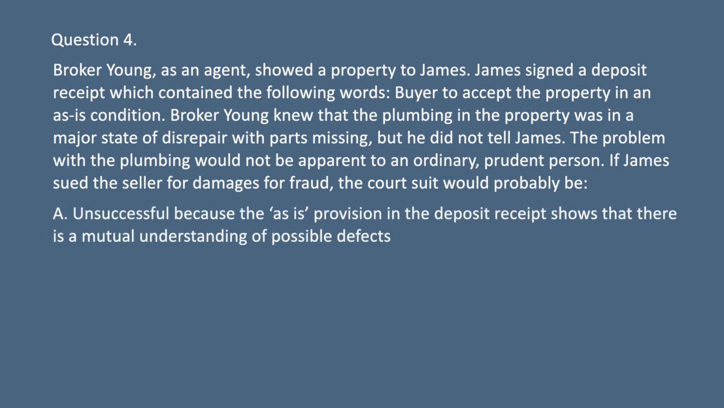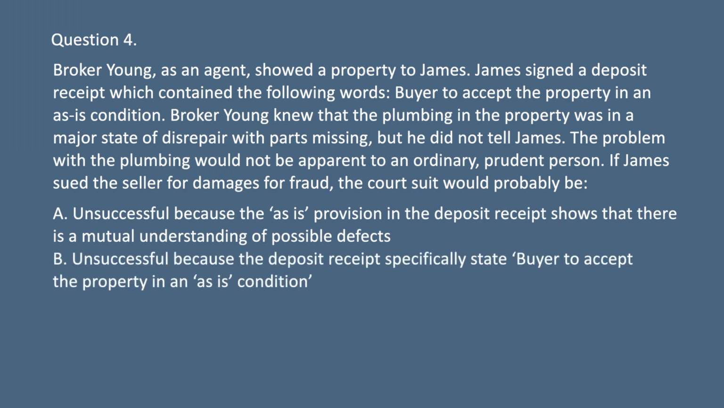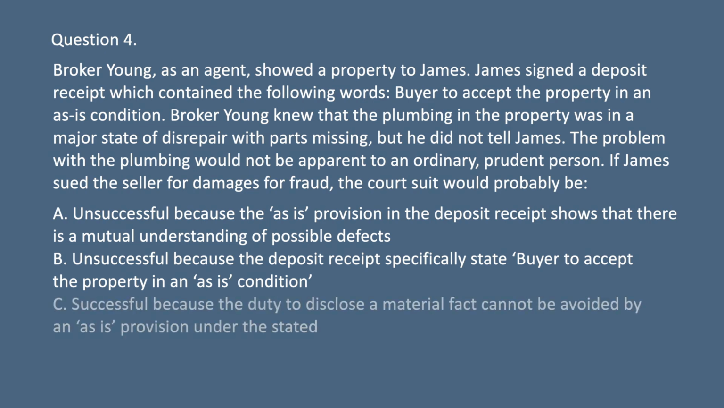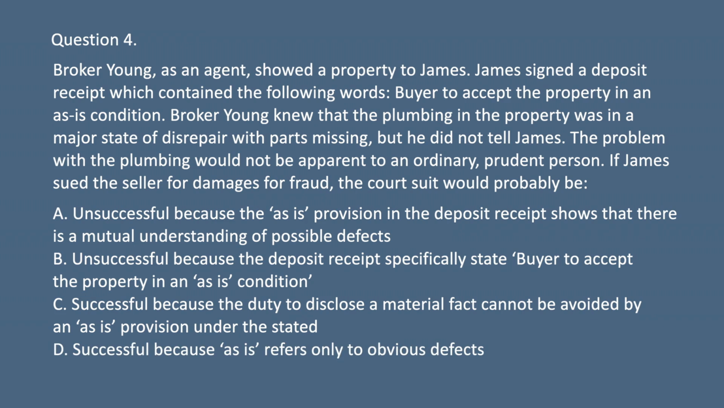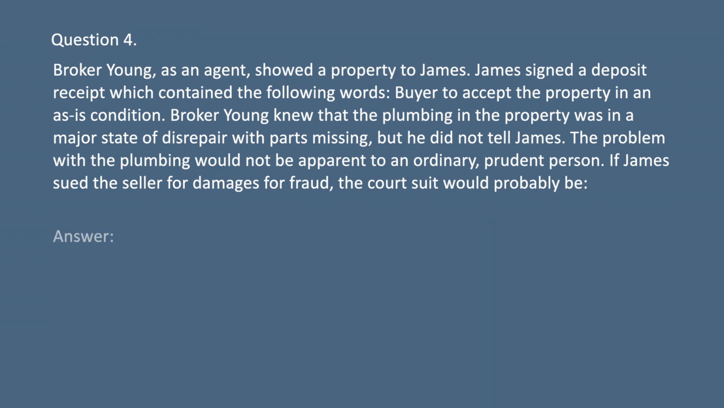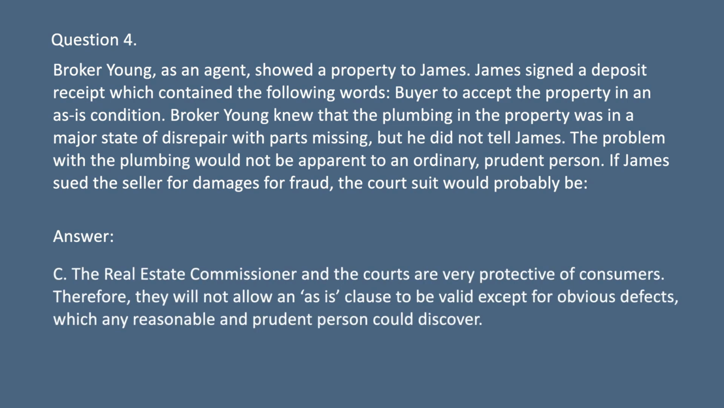A. Unsuccessful because the as-is provision in the deposit receipt shows that there is a mutual understanding of possible defects. B. Unsuccessful because the deposit receipt specifically states buyer to accept the property in an as-is condition. C. Successful because the duty to disclose a material fact cannot be avoided by an as-is provision under the stated circumstances. D. Successful because as-is refers only to obvious defects. Answer: C. The real estate commissioner and the courts are very protective of consumers. Therefore, they will not allow an as-is clause to be valid except for obvious defects, which any reasonable and prudent person could discover.